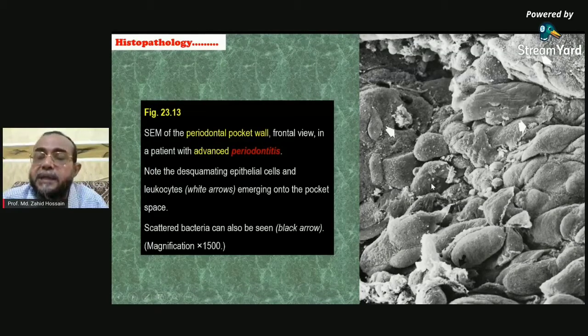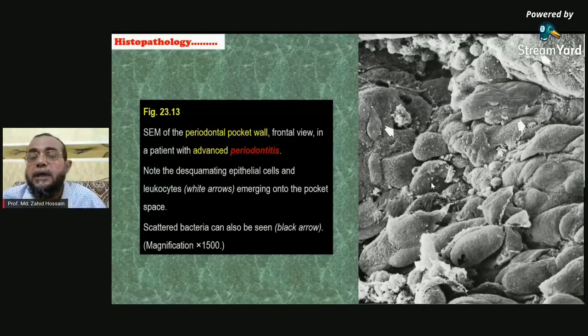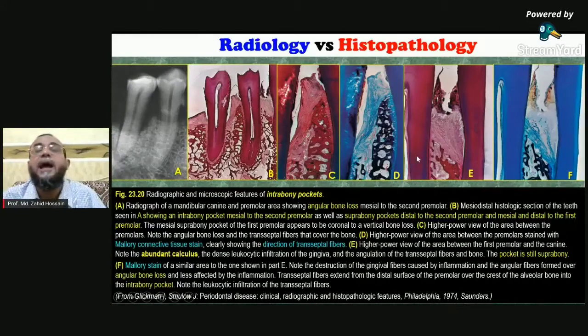If you see the pocket epithelium histologically, if you make sections, this is another picture. This is the left side, picture A. You see the bone loss is there. You can see the opaque line, this is called the cementoenamel junction. From the cementoenamel junction you have to measure the bone loss.